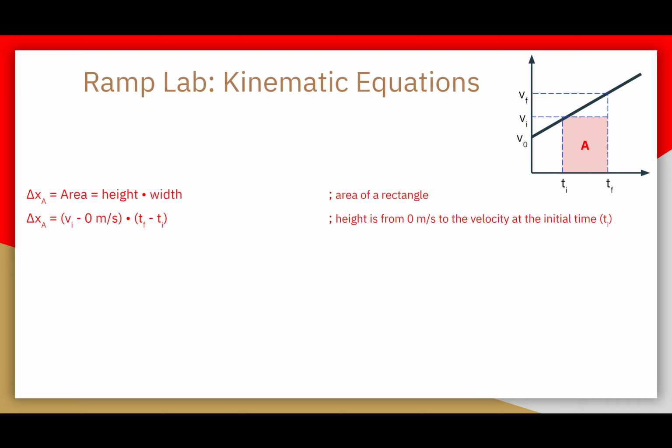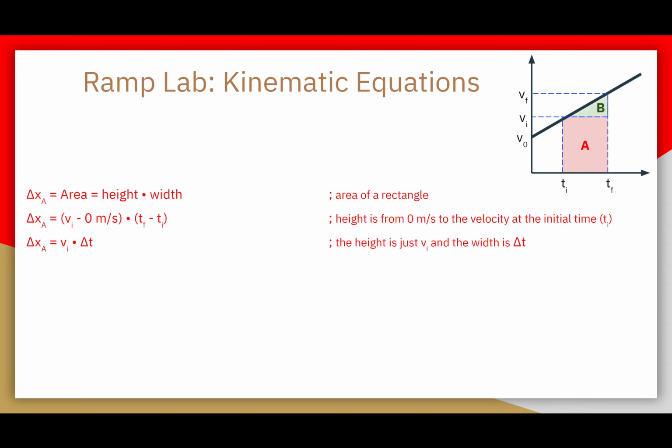So this is where the height is from 0 meters per second to the velocity at the initial time, which is ti. I can simplify this down, so that way my displacement of region A is equal to my initial velocity times my change in time.